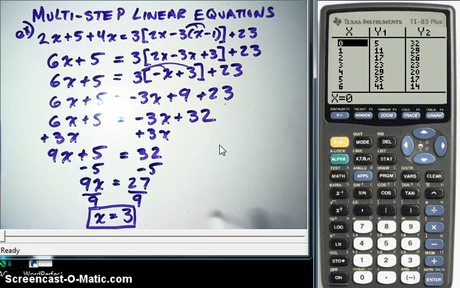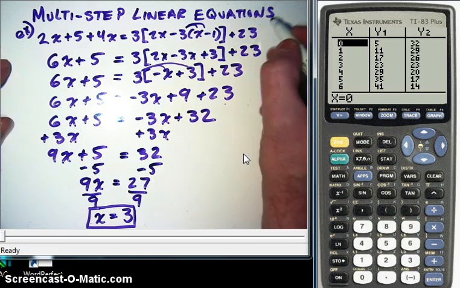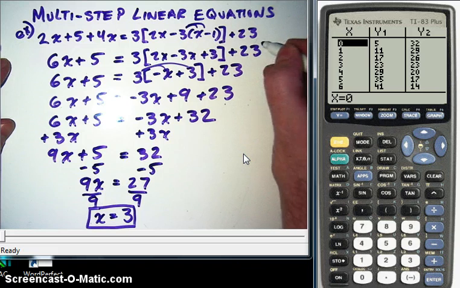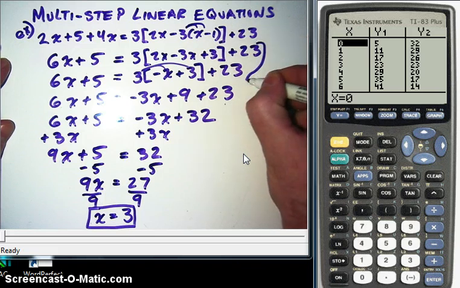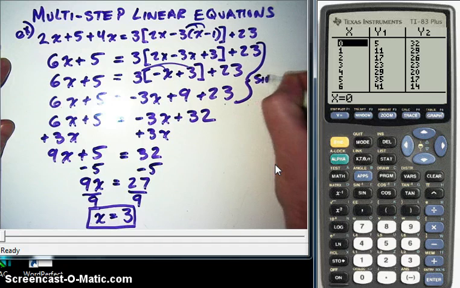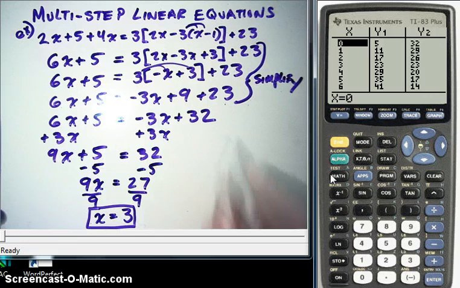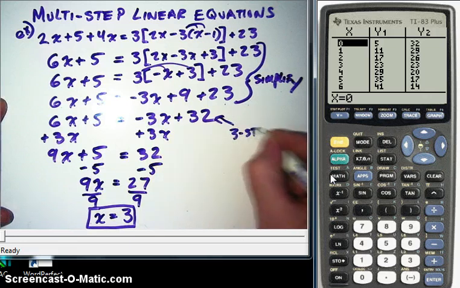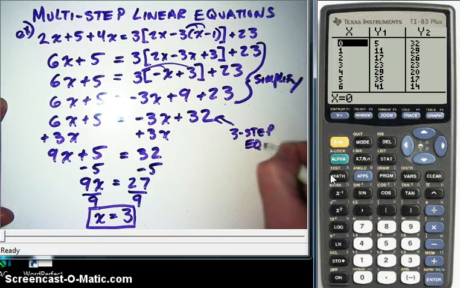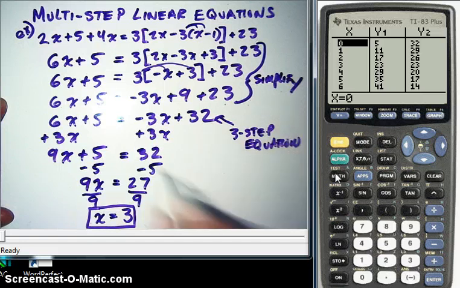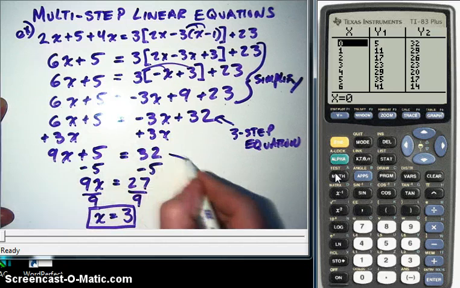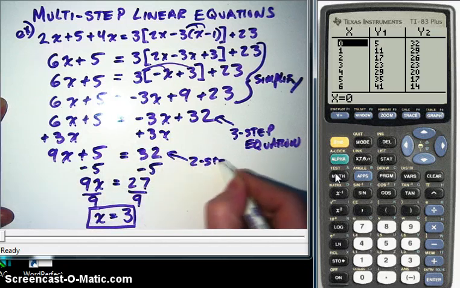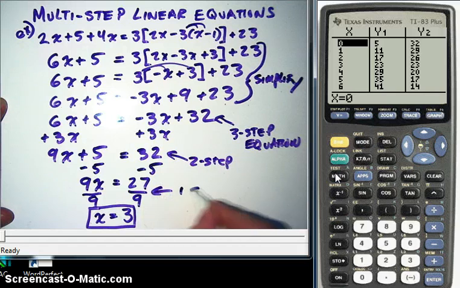In the end, what we have is a 3-step process. First, simplify. Then here, you're left with a 3-step equation. Then when we add this to both sides, you're left with a 2-step equation. Finally, a 1-step equation.